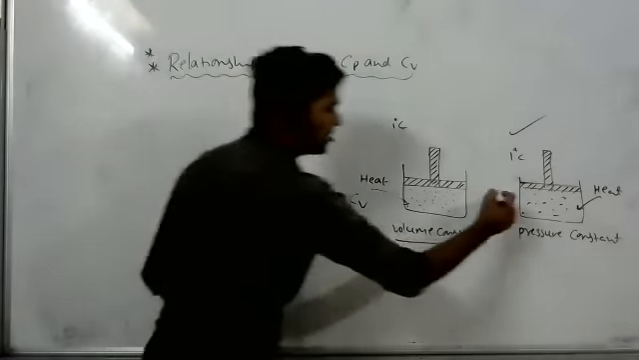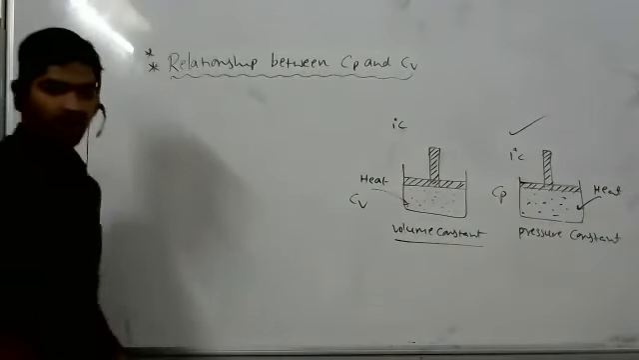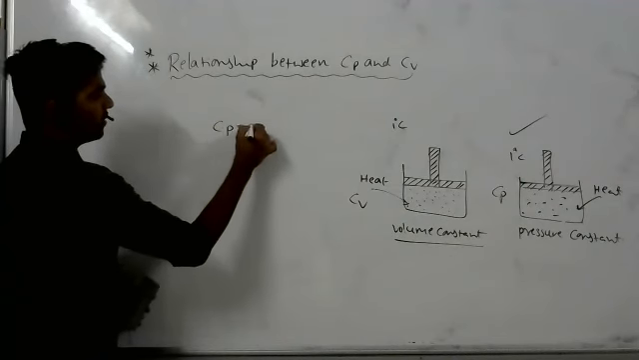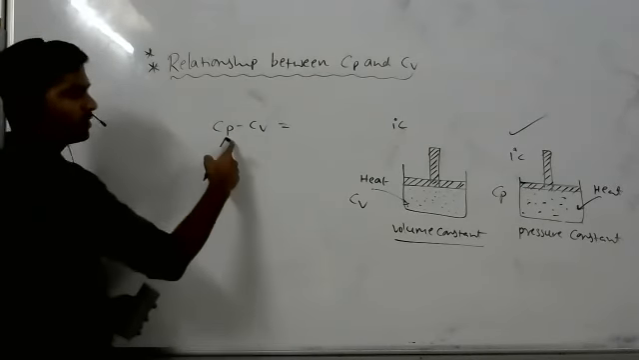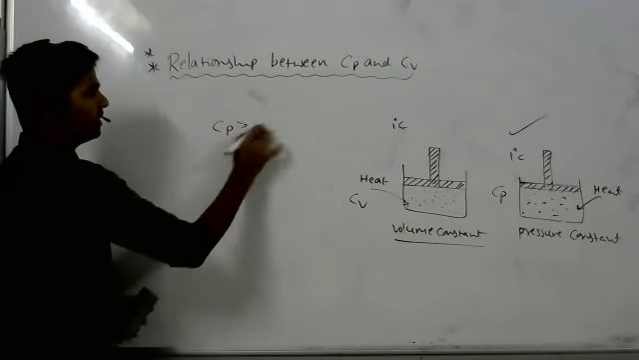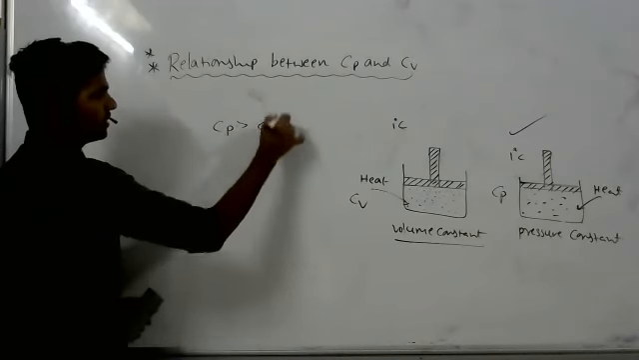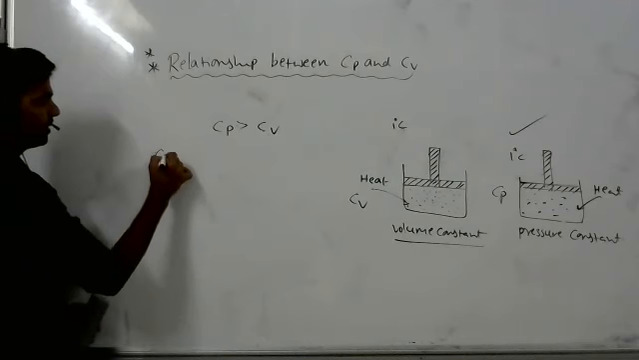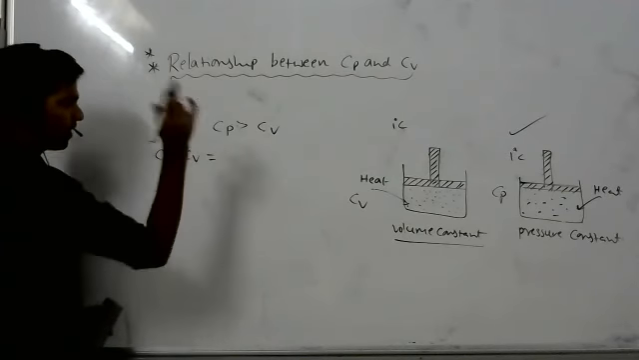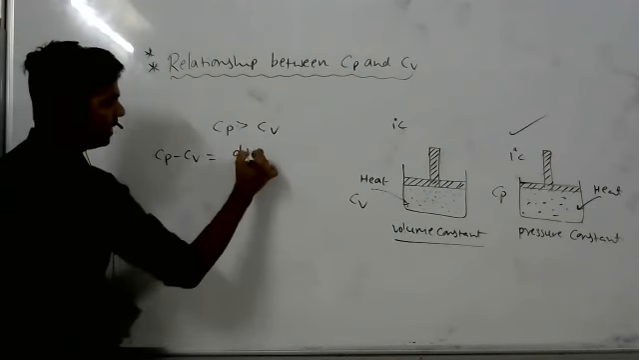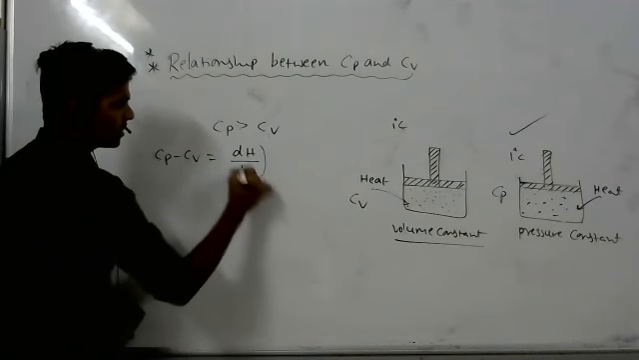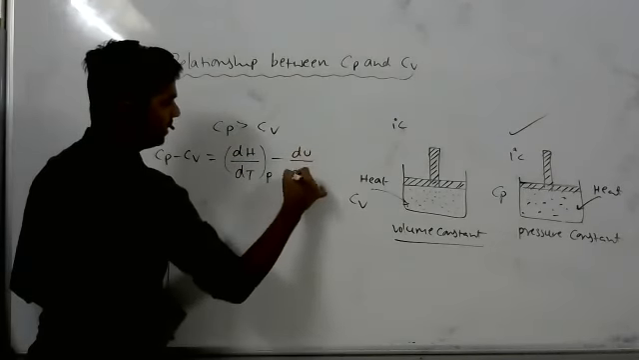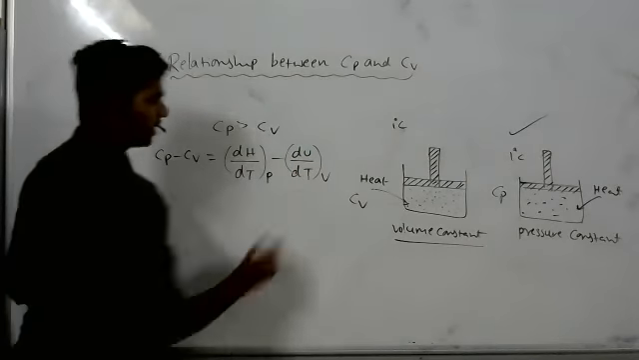So this is Cv, this is Cp. Now which is the bigger value always? Cp, always. Cp is greater than Cv. Now I'm taking the difference between the two heat capacities. Cp minus Cv, where Cp is, by the formula we already derived, dH by dT at constant pressure, minus Cv, which is dU by dT at constant volume.